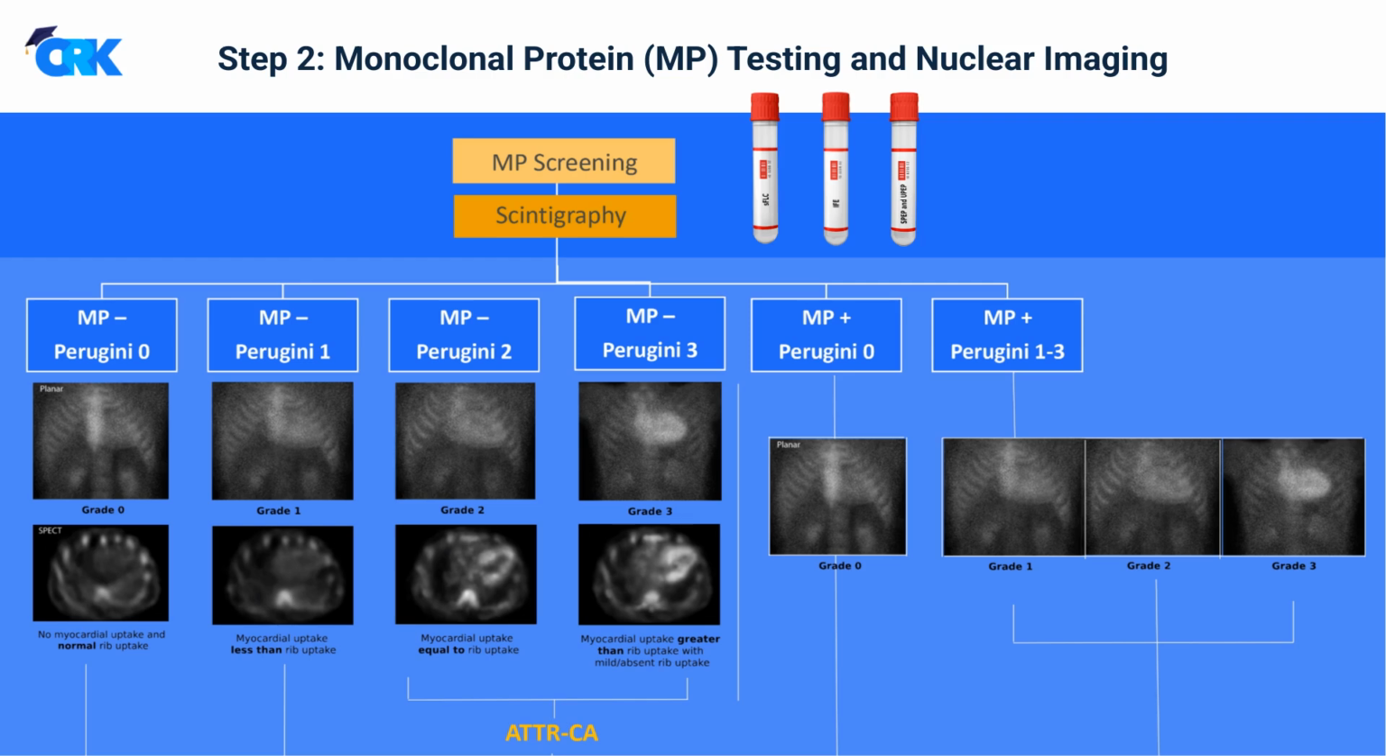The European Society of Cardiology, ESC, recommends a dual-pronged approach, performing monoclonal protein screening alongside bone scintigraphy with technetium-labeled radiotracers such as 99mTc-PYP or 99mTc-DPD. This concurrent method enables both sensitive detection and early differentiation between AL and ATTR amyloidosis.